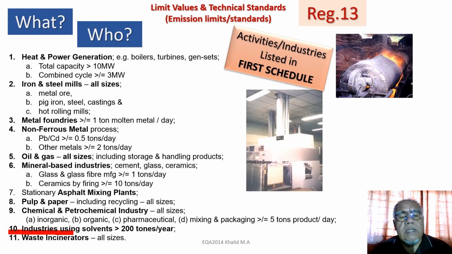We are going to discuss industries which use a lot of solvent. This is a lot of solvent, 200 metric tons per year. All right, and we are going to discuss what the law wanted from these industries that have been using solvent in that amount, more than 200 metric tons per year.